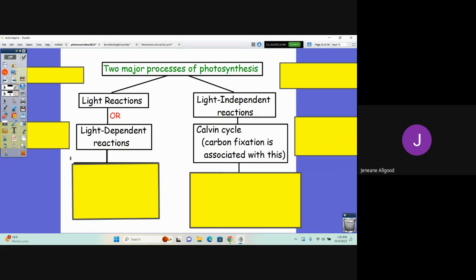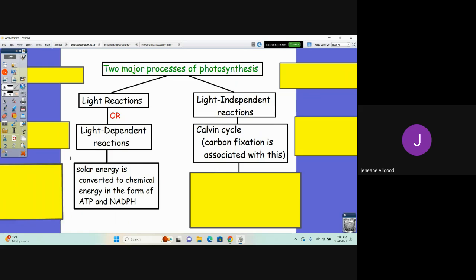All right, and in the bottom box for each one, we need to know mainly what occurs during these parts. Why is it so important? Well, what you're doing in the light reactions is you are taking the radiant energy from the sun and converting that into chemical energy in the form of ATP and NADPH, okay? So solar energy or radiant energy is converted into chemical energy in the form of ATP and NADPH.